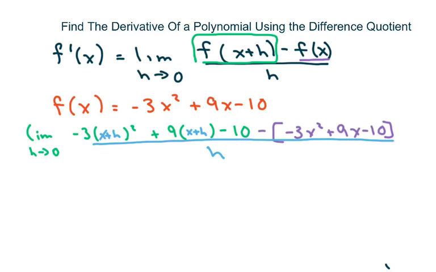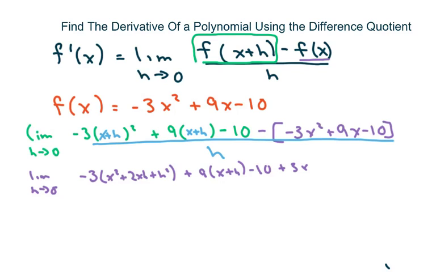Now from here you simply clean everything up. So the first part is the limit as h gets smaller of negative 3 times x squared plus 2xh plus h squared, plus 9 times x plus h, minus 10. And then I distribute my negatives, so I'm going to negate this, that's going to be plus 3x squared minus 9x plus 10, all over h. Now I've got one more thing to do, I've got to clean this part up.